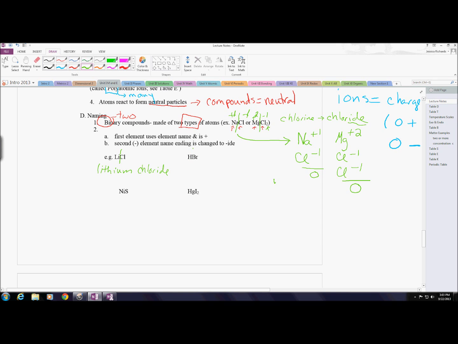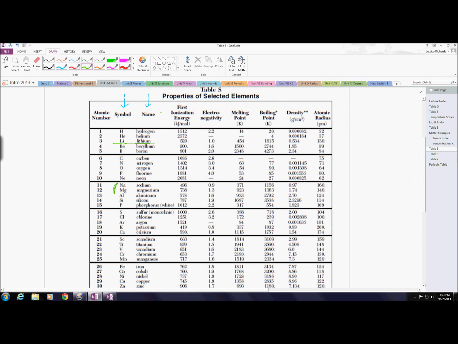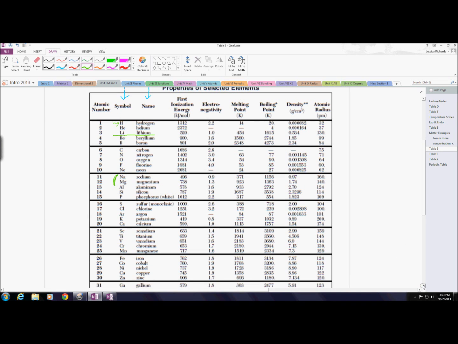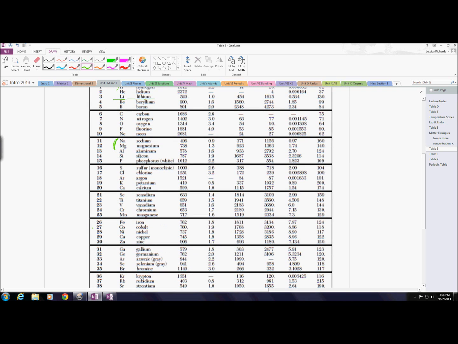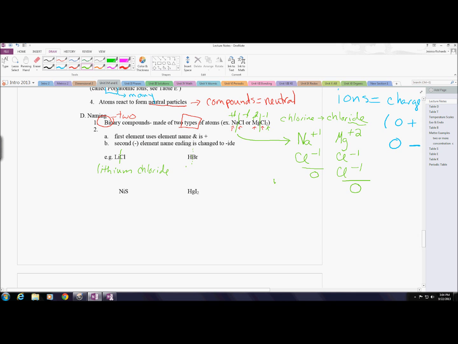Next one, HBr. Split it where the second capital letter is. H, go to reference table S. H is the very first one right here, it's hydrogen. Br is going to be farther down this list a little bit. So we keep looking. Oh, there it is, way down towards the bottom here. It's element number 35. It's bromine. So I know I'm working with hydrogen and bromine. So hydrogen is the first one, so it's going to keep its element name. It's just hydrogen. And bromine is going to become bromide. So instead of bromine, I take off the INE and add IDE instead. This is hydrogen bromide.